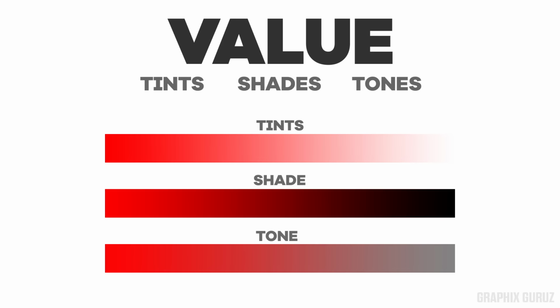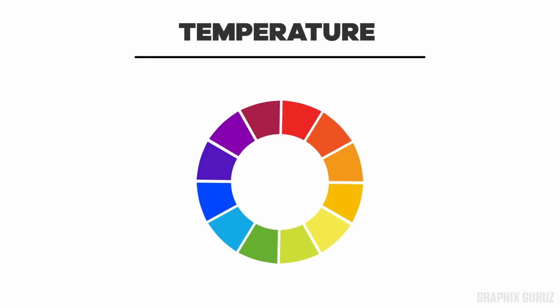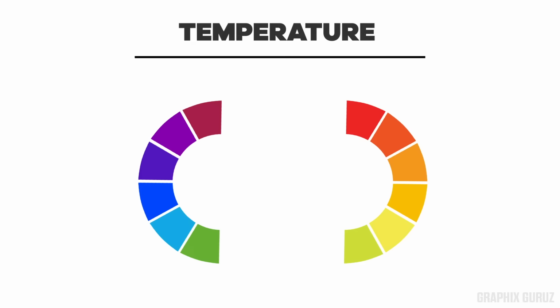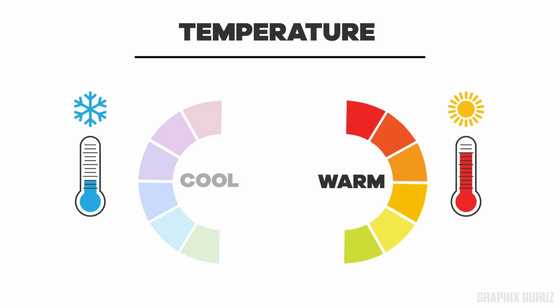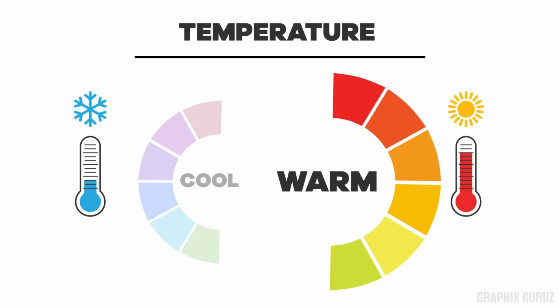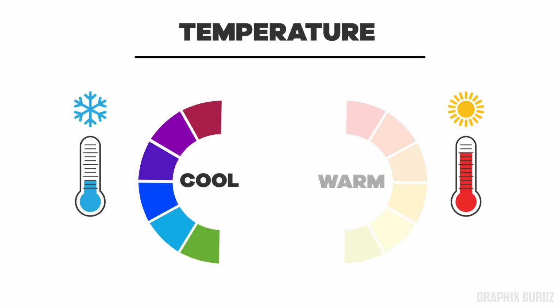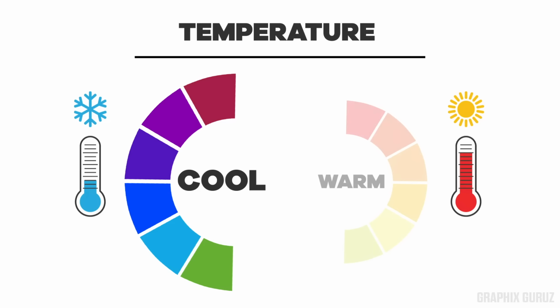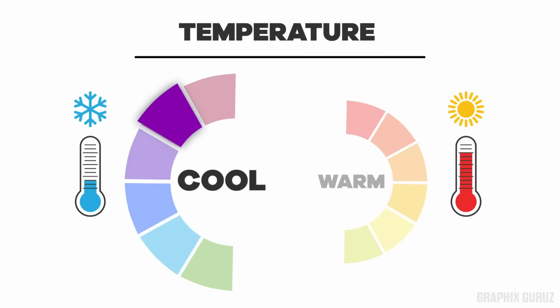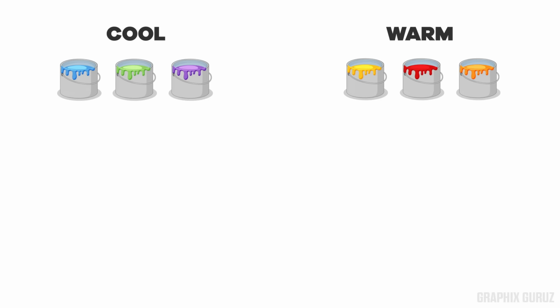You've unlocked a whole new level of color control. And finally, we have temperature. The color wheel can be split into 2 main groups: warm colors and cool colors. The colors on the right side of the wheel are considered warm colors. These hues include shades of red, orange and yellow. Cool colors on the left side of the circle, including green, blue and violet, have shorter wavelengths. Cool colors are made up of blue, green, and purple. Warm colors are made up of yellows, reds, and oranges.